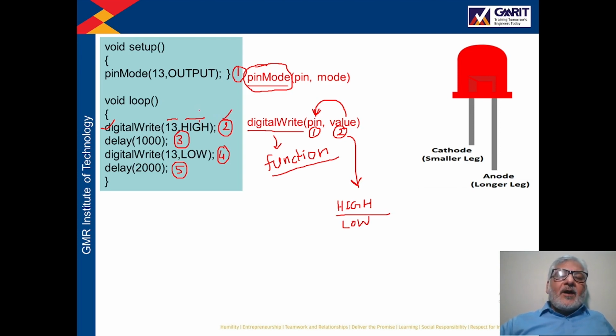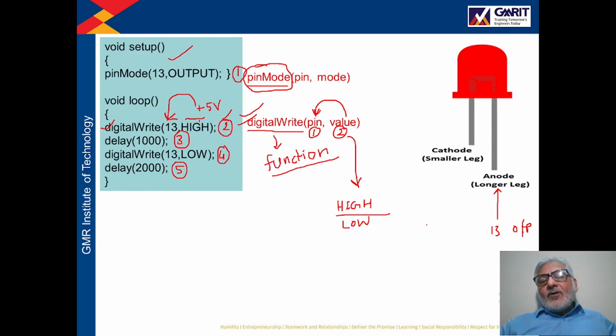So if you write HIGH here, in statement number 2, what will happen? HIGH means plus 5 volt. This value will be the output of pin number 13, right? See here, this is pin number 13 of the Arduino, and this is an output pin. Due to my statement number 1, it is declared as an output pin. Now statement number 2, digitalWrite 13 comma HIGH, will generate plus 5 volt from pin number 13.